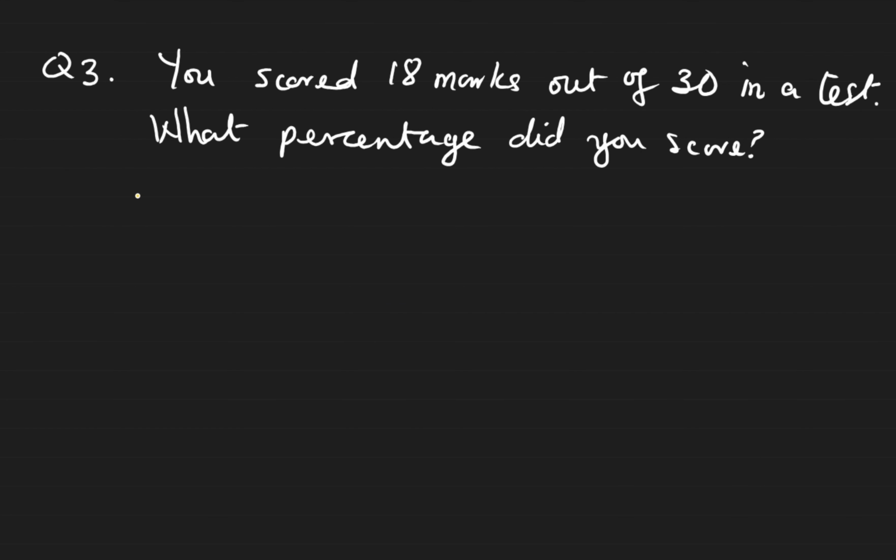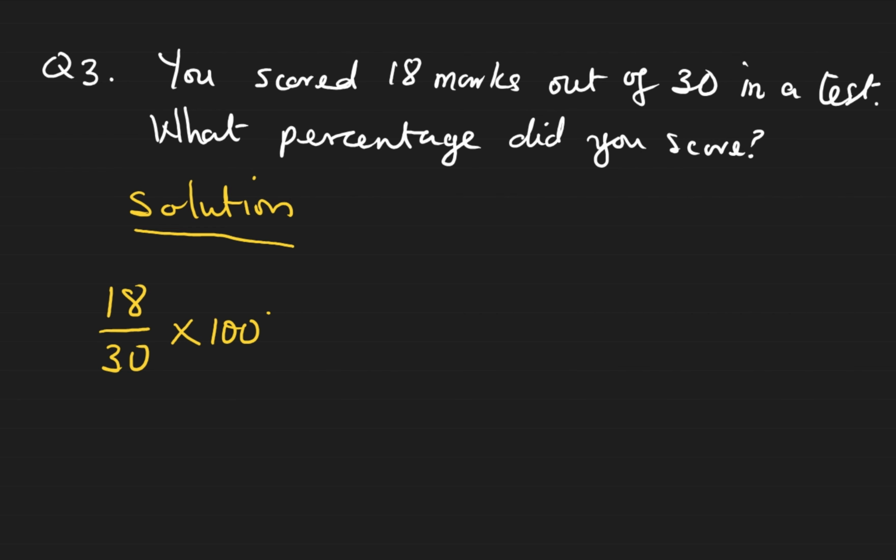So 18 out of 30, that is your score, and this is what you write on your script. Now let's convert this to percentage by multiplying it by 100%.